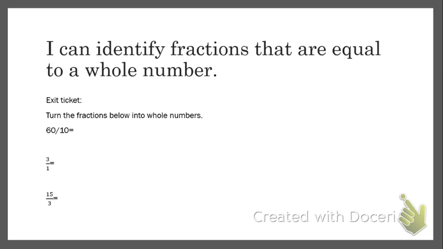Okay. Now, this is your exit ticket. Be sure to use this format in order to help you out. Numerator divided by denominator. Okay. But you are going to use that to solve 60 tenths, 3 over 1, and then 15 thirds.